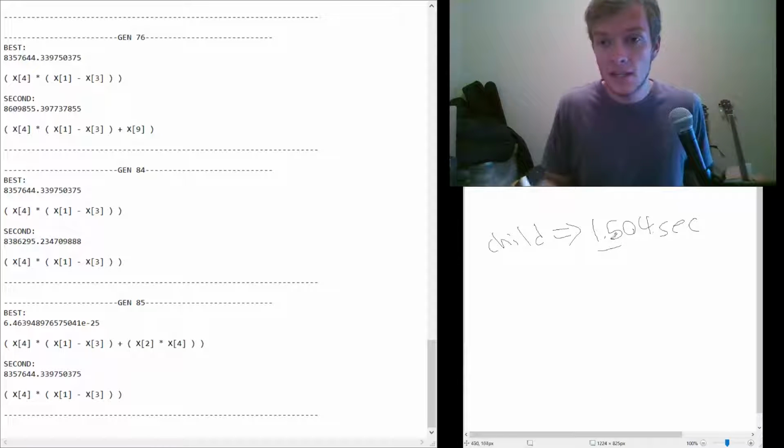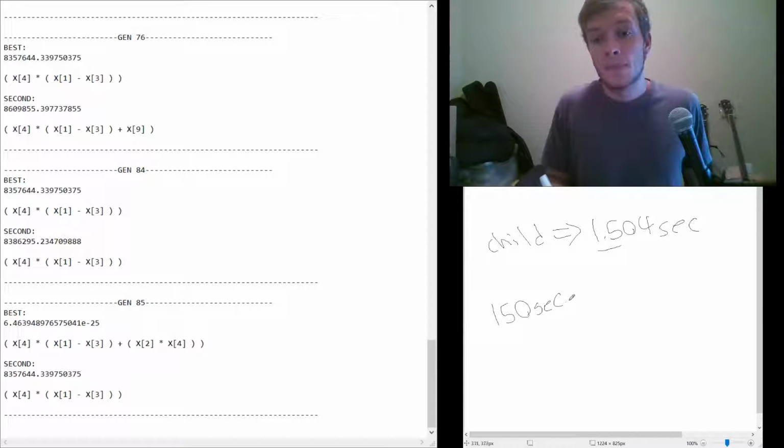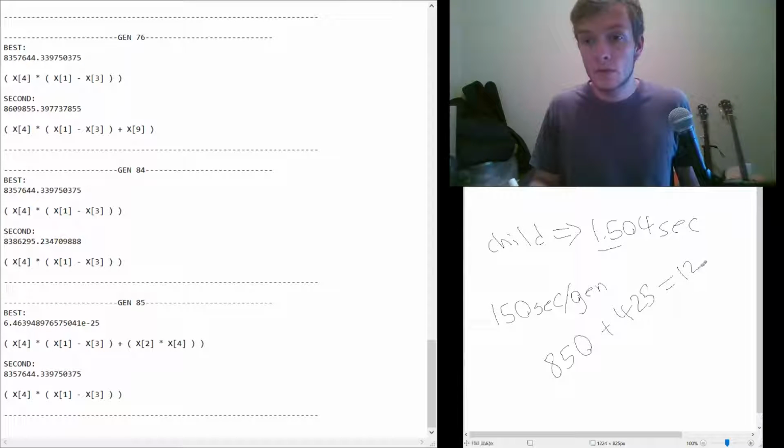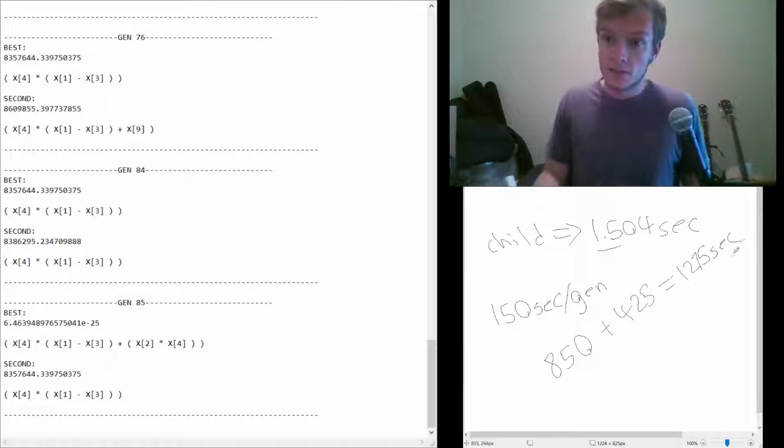So there are 100 children, so that means 150 seconds per generation. And it took 85 generations. So this is 850 plus 425 equals, that is 1200 plus 75, 1275. That is how many seconds it took.